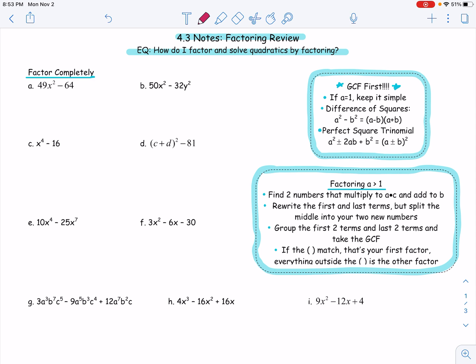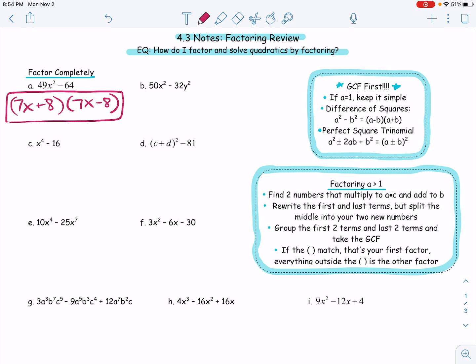First things first, we always want to look out for that GCF. So in part A, there is no GCF between 49x squared and 64. But what I do notice about those two terms is that they are both perfect squares. So this is a difference of squares. So what I'm going to do is take the square root of the first term and the square root of the last term, and I'm going to have one plus and one minus. And it doesn't matter the order that you write these. If you want to switch those around, that's totally fine. And then I just want to double check, is there anything else I can do with these two factors? And I cannot, so this is my final answer.